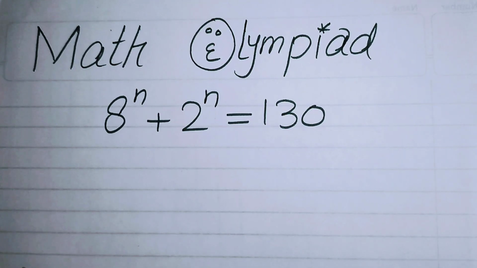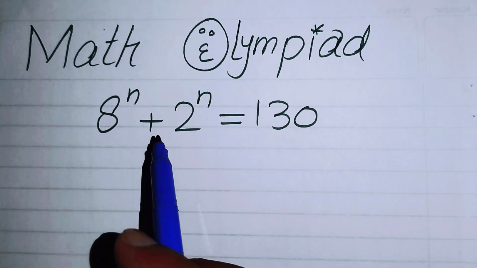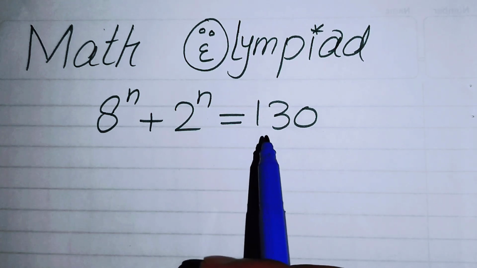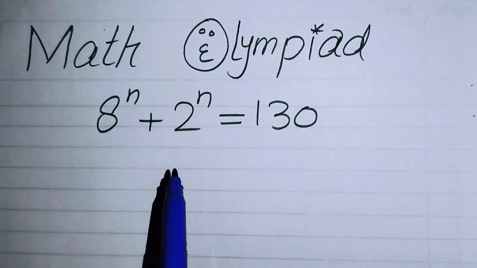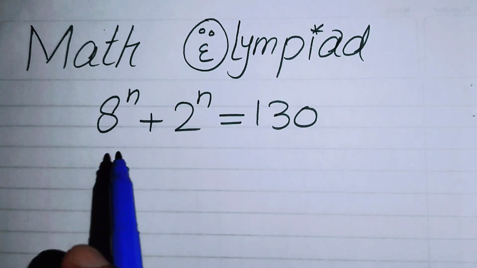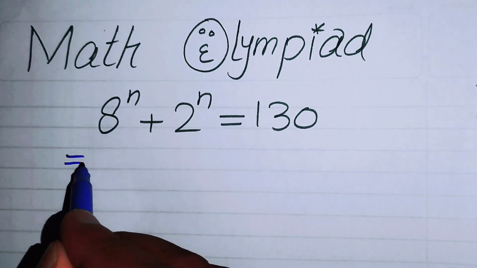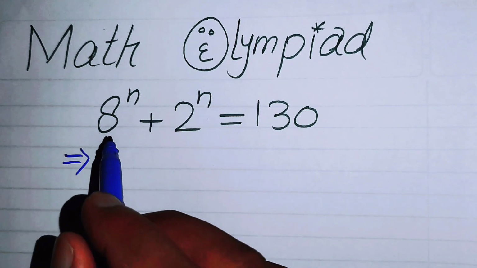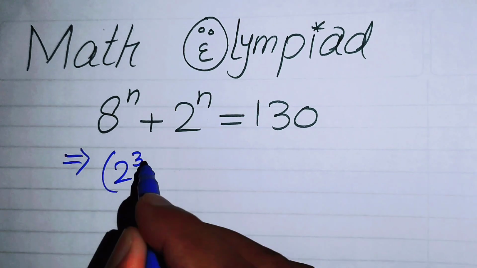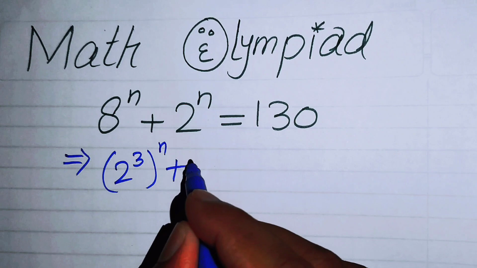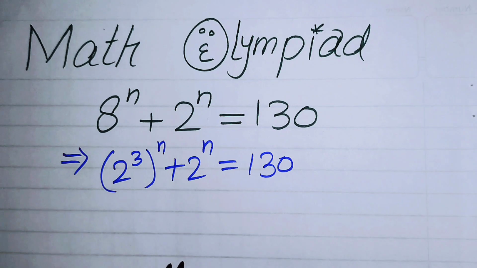In this video we are going to solve this nice exponential problem, and here we have 8 to the power of n plus 2 to the power of n is equal to 130, and we will solve this problem for the real values of n. So the very first thing we are going to do is rewrite this equation. Here you have 8, and we can find the prime factors of 8, which is 2 to the power of 3, and its whole power n, plus 2 to the power of n is equal to 130.